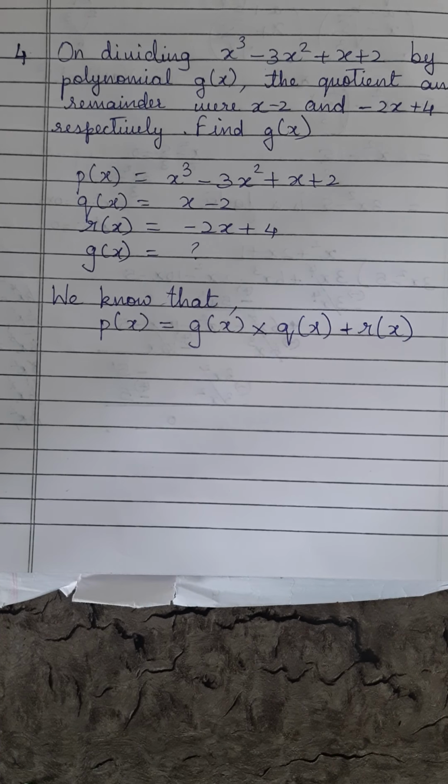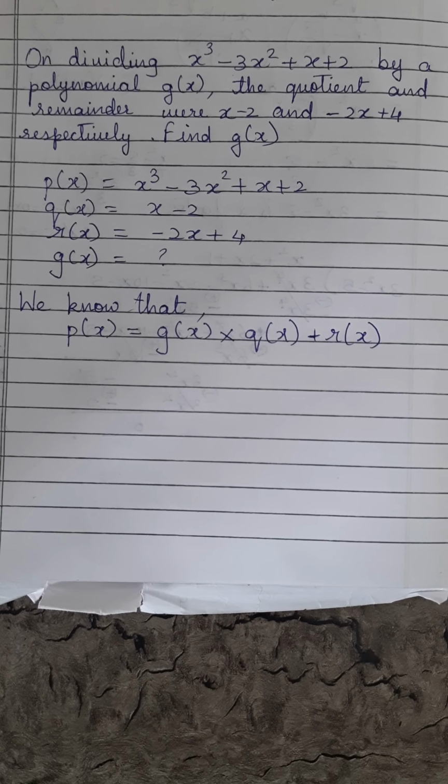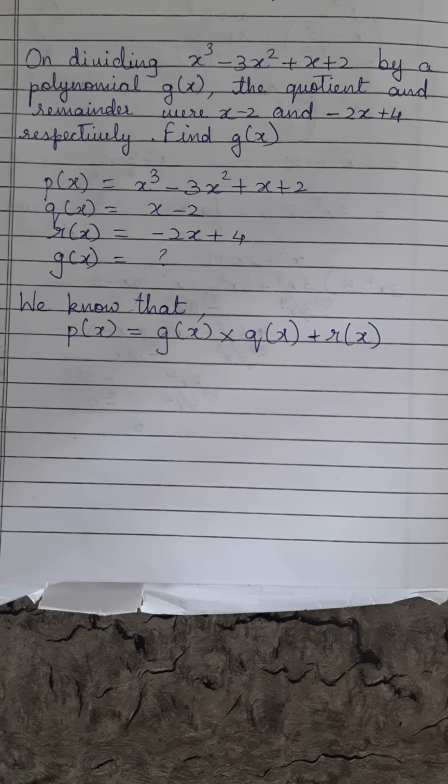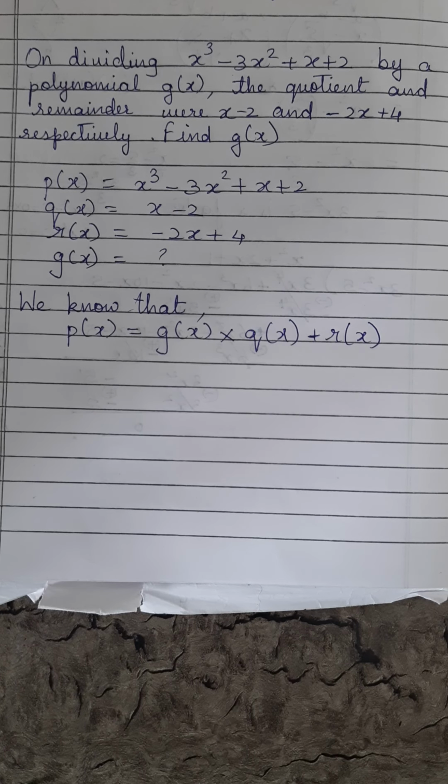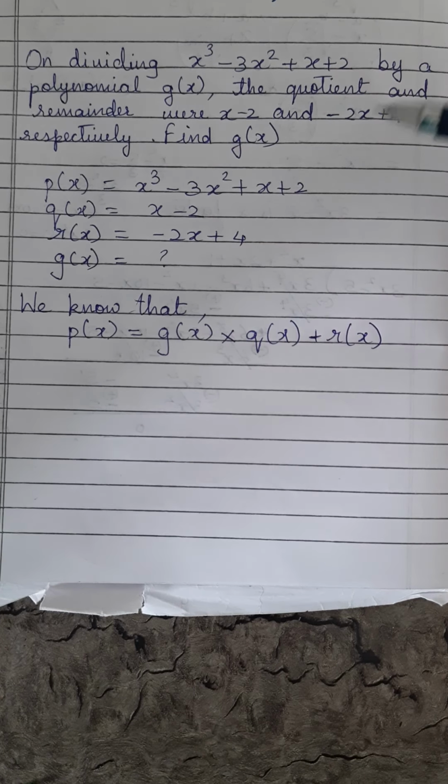Class 10 Polynomials exercise. This is the third exercise, the fourth problem. The question is, on dividing x cube minus 3x square plus x plus 2 by a polynomial g of x, the quotient and remainder were x minus 2 and minus 2x plus 4 respectively. Find g of x. So what are we supposed to find? We are supposed to find g of x here.